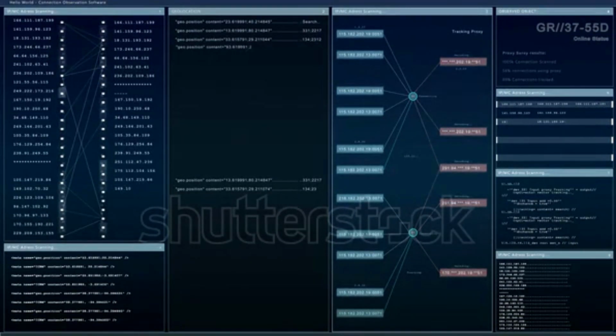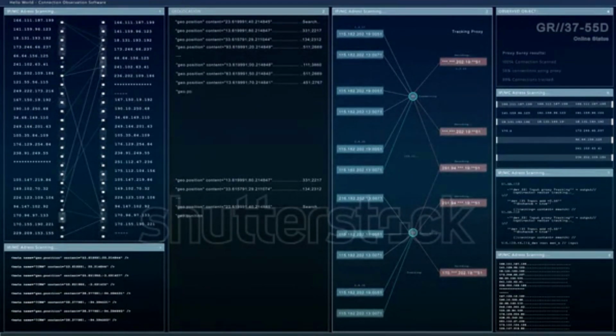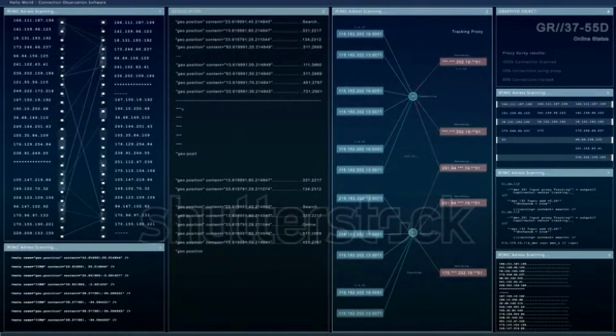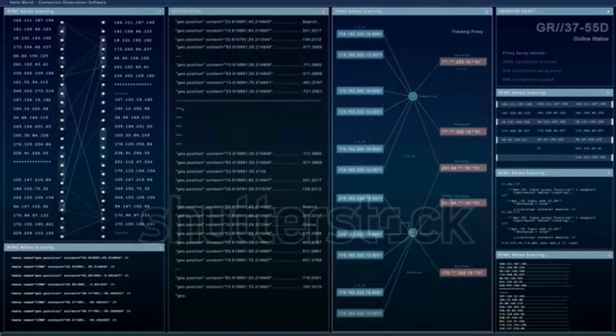Well, IP stands for Internet Protocol, and an IP address is a unique numerical label assigned to each device connected to a computer network. It serves two main purposes: identifying the host or network interface and providing the location of the device in the network.